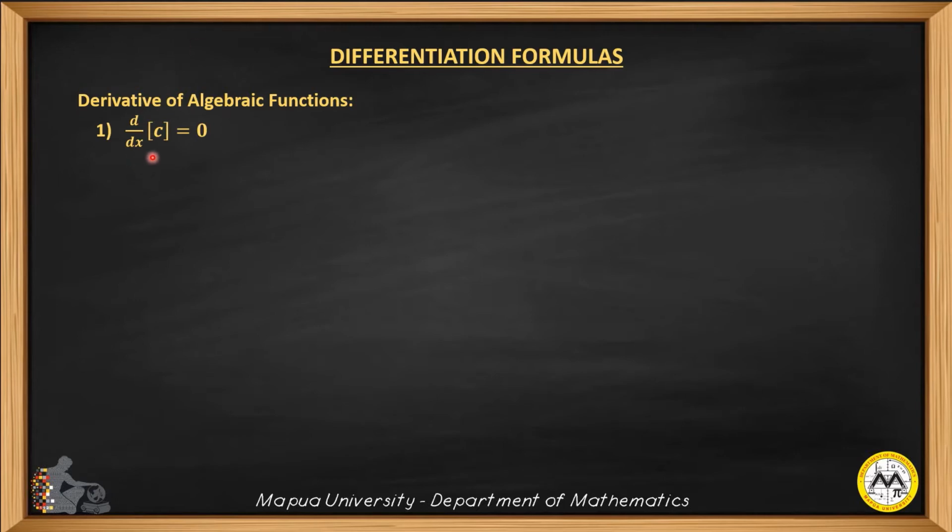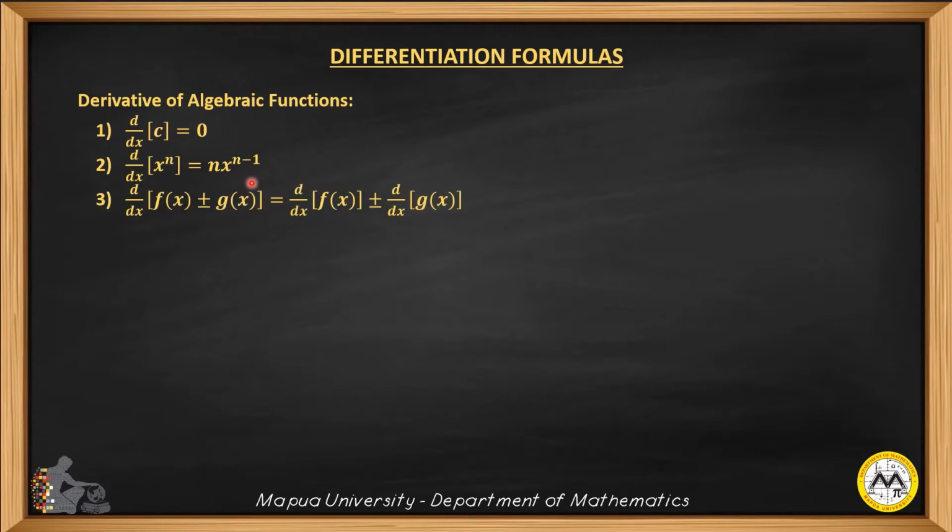That the derivative of any constant c with respect to x is 0, that the derivative of x to the n with respect to x is equal to n times x to the n minus 1. For the sum or difference of functions g of x and f of x, its derivative with respect to x would be equal to the sum or the difference of the derivative of each of these functions. Hence, we have the derivative of f of x with respect to x plus or minus the derivative of g of x with respect to x.